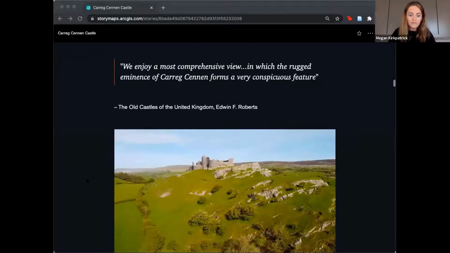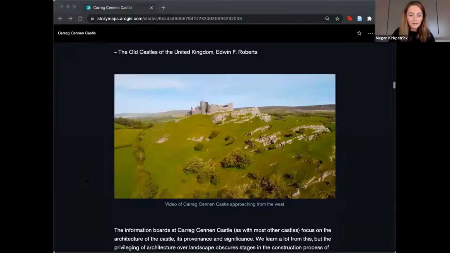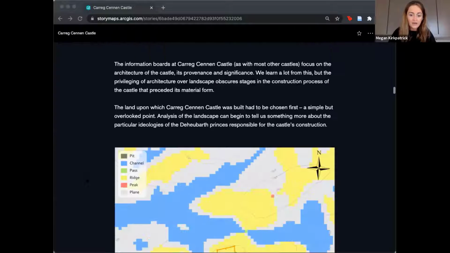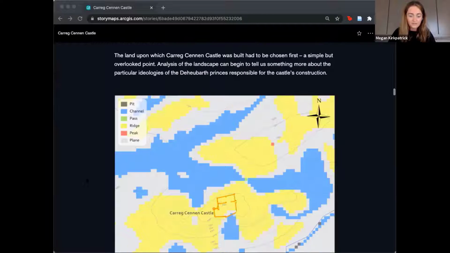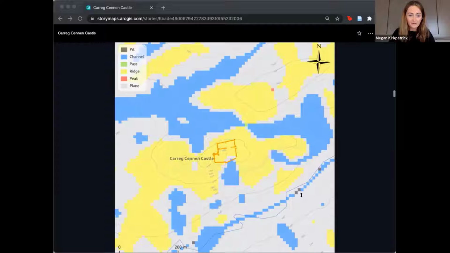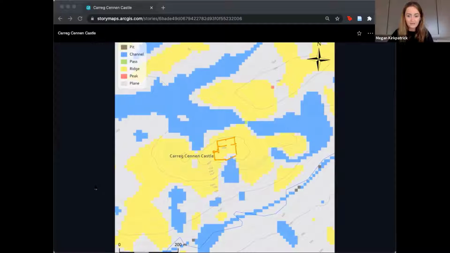So following on from this, I include a little bit of data analysis. So this is of topographic prominence, which I've done for Carreg Cennen Castle. And it's produced using an application called Landsurf, which extracts and then classifies features into types. And then these types are then symbolized by color. So the focus here is on the gray, the lightest color, and the blue, which symbolize low-lying landscapes. And then the yellow, which symbolizes a ridge. And the outline of the castle is in orange.